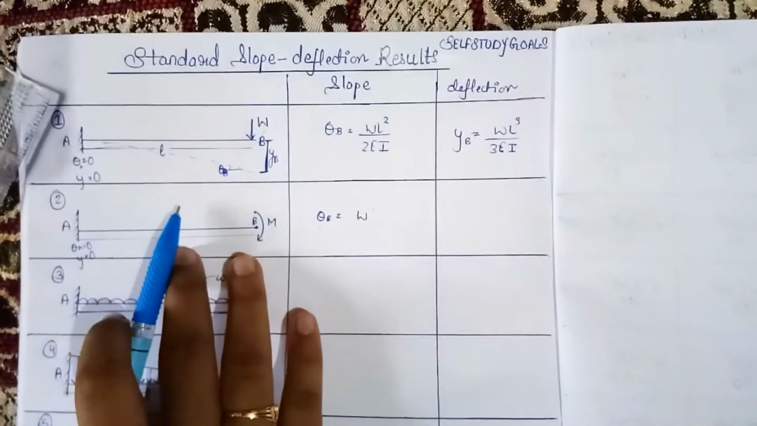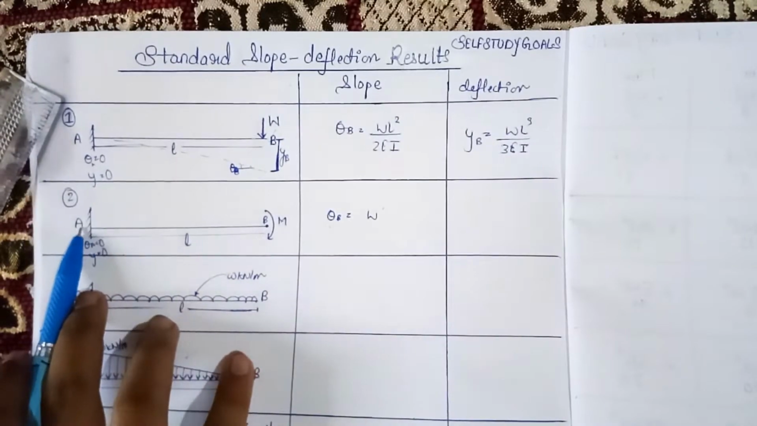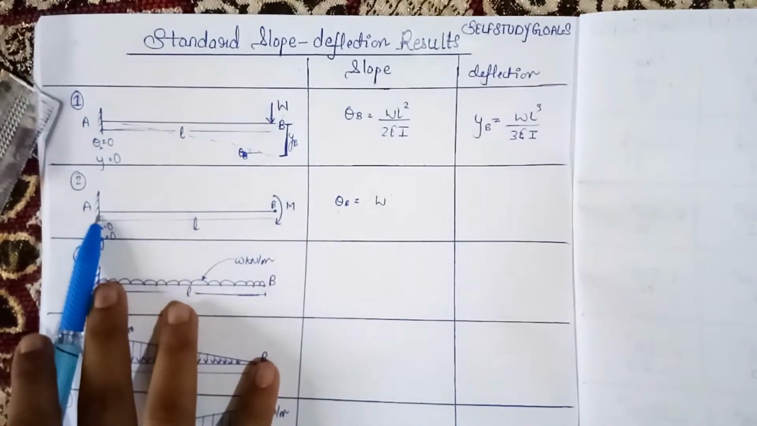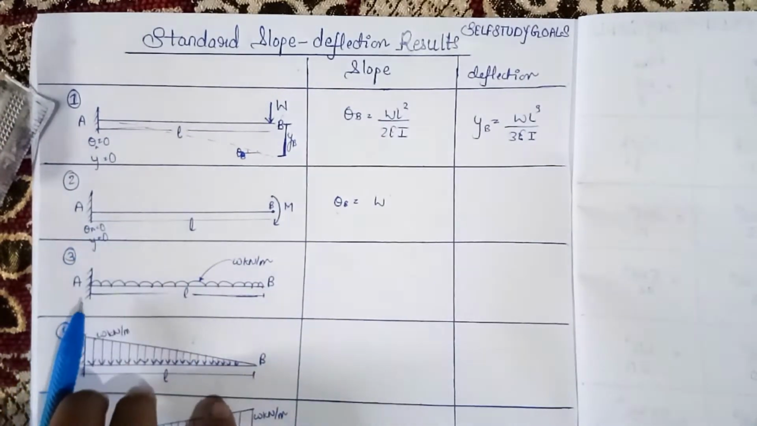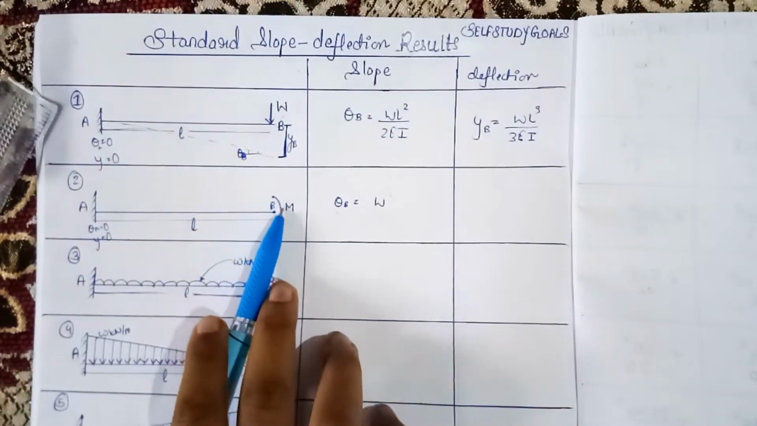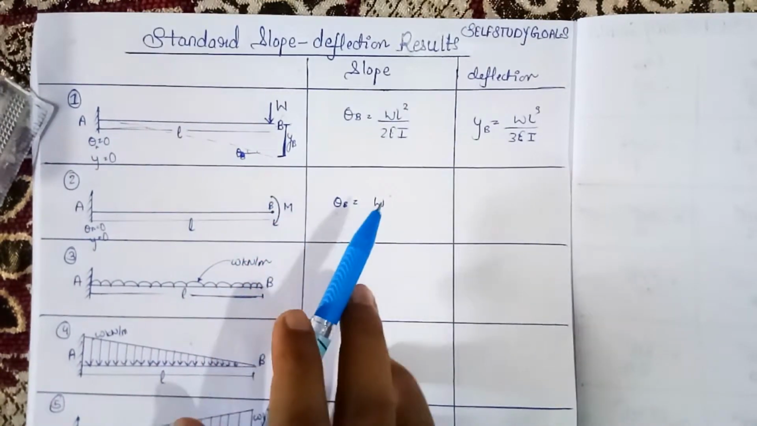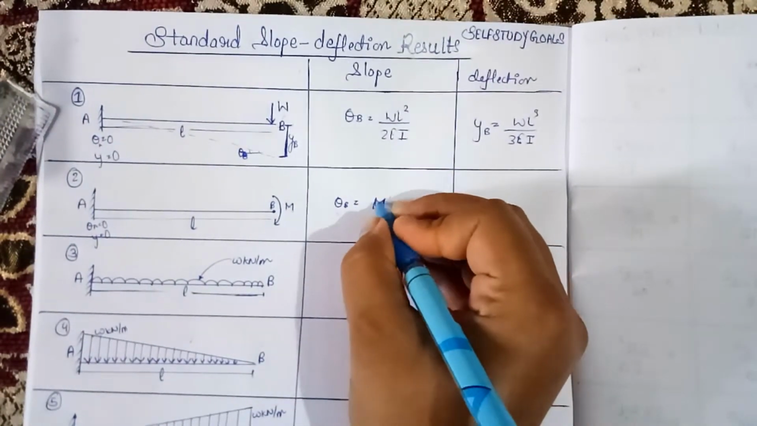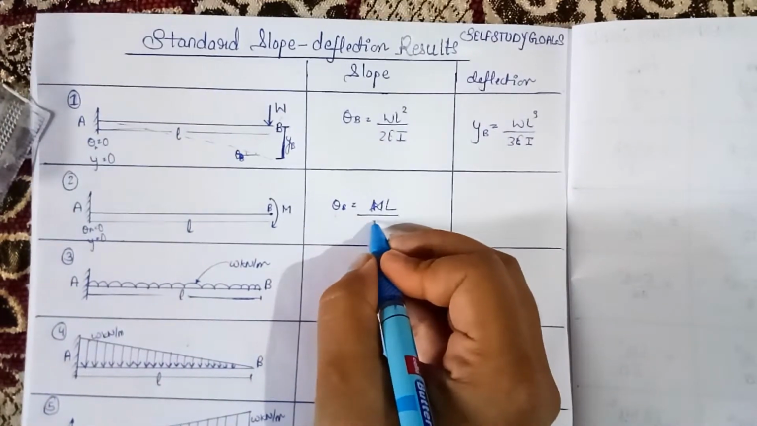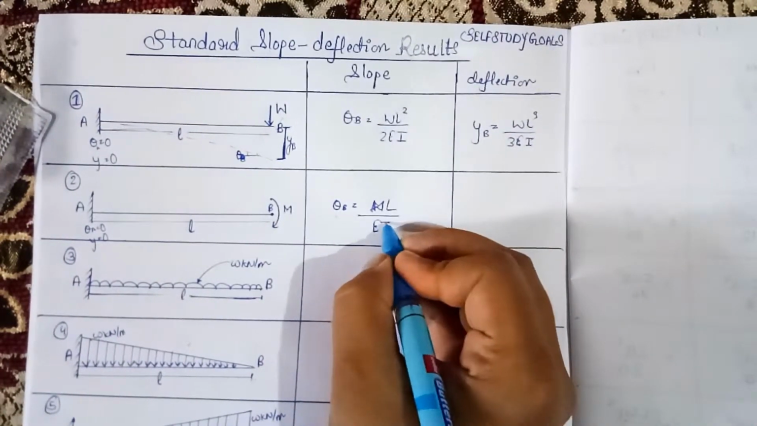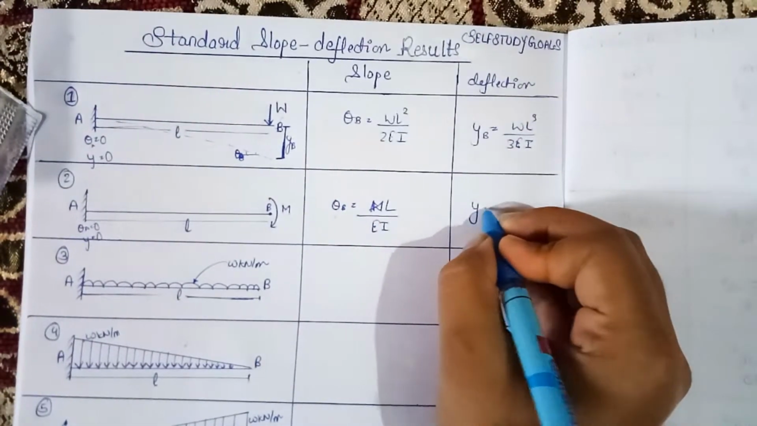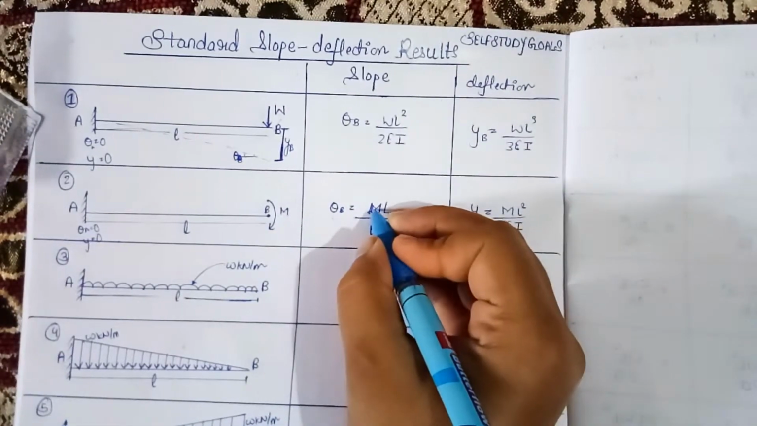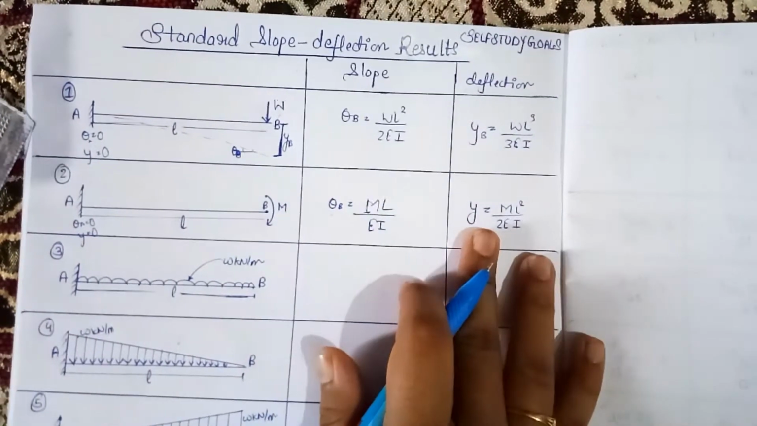Okay, next we will see our second case, that is the cantilever beam subjected to a moment at the free end. You know that at the fixed end the value of slope and deflection is 0. It is subjected to a clockwise moment M. In that case the slope at joint B will be equal to ML upon EI, and the deflection at joint B will be equal to ML square upon 2EI. This is M. Okay, so this is our second case.